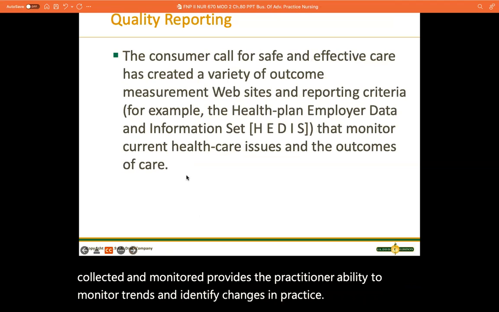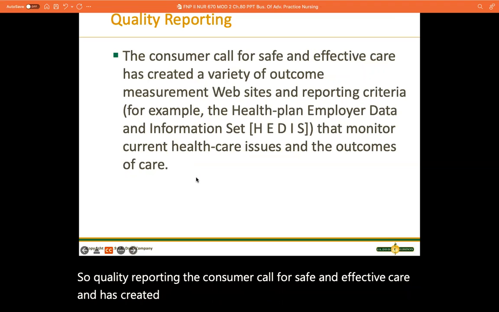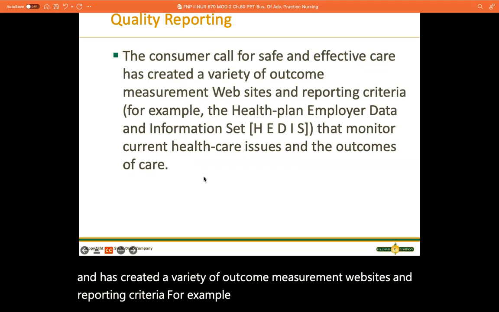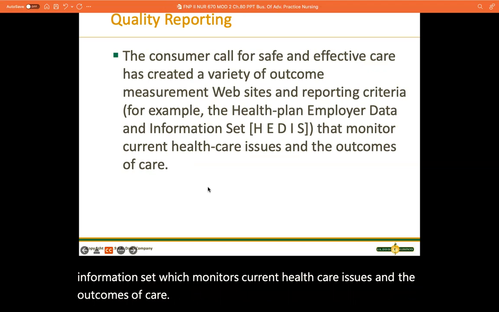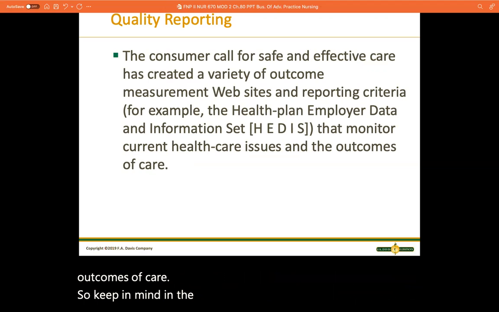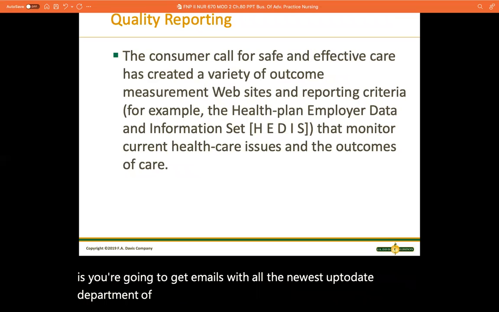Okay, so quality reporting. The consumer calls for safe and effective care and has created a variety of outcome measurement websites and reporting criteria. For example, the Health Plan Employer Data and Information Set, which monitors current healthcare issues and the outcomes of care. So keep in mind, in the state you're licensed in, the beautiful thing is you're going to get emails with all the newest up-to-date Department of Health information that's going on. So you're going to know right away.